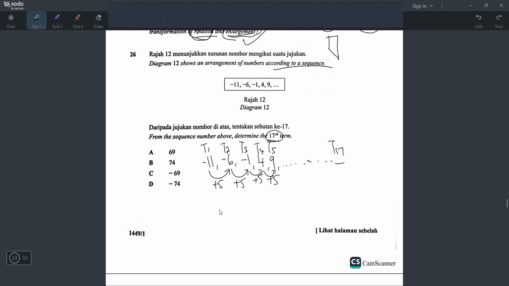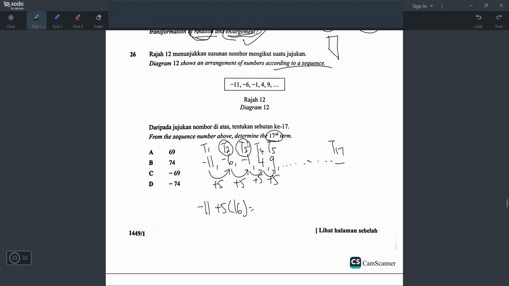It means I have to take negative 11 plus 5 plus 5 plus 5 plus 5 plus 5 plus 5. Wow, many times I have to plus 5. So can you tell me exactly how many times I have to plus 5? 16 times. Okay, because if you look at T2, to get the second term, you plus 5 one time.